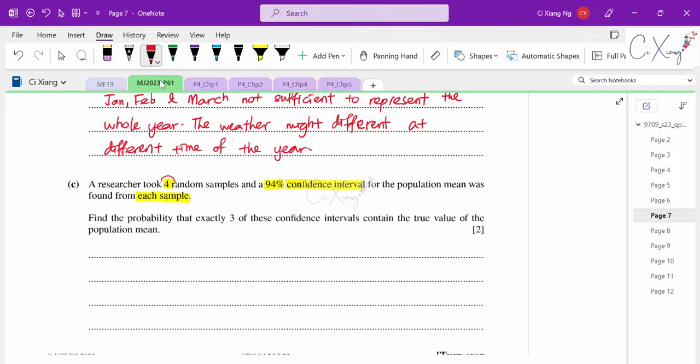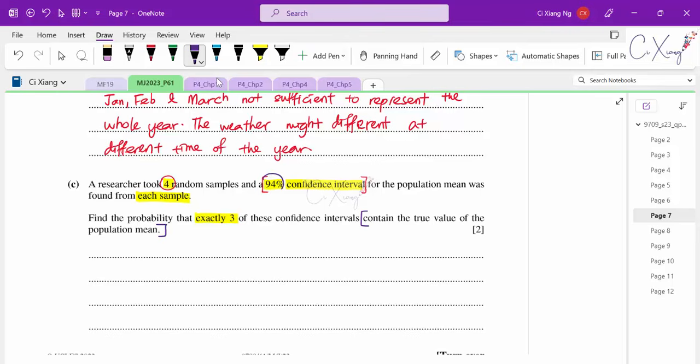So they said 4 random samples and for every single sample I calculate a 94% confidence interval. So that means now I'm having 4 confidence intervals, right? So find the probability that exactly 3 of these confidence intervals contain the true value of the population mean. So we need to know, for a particular confidence interval, what is the percentage of the confidence interval that contains the true value of the population mean?